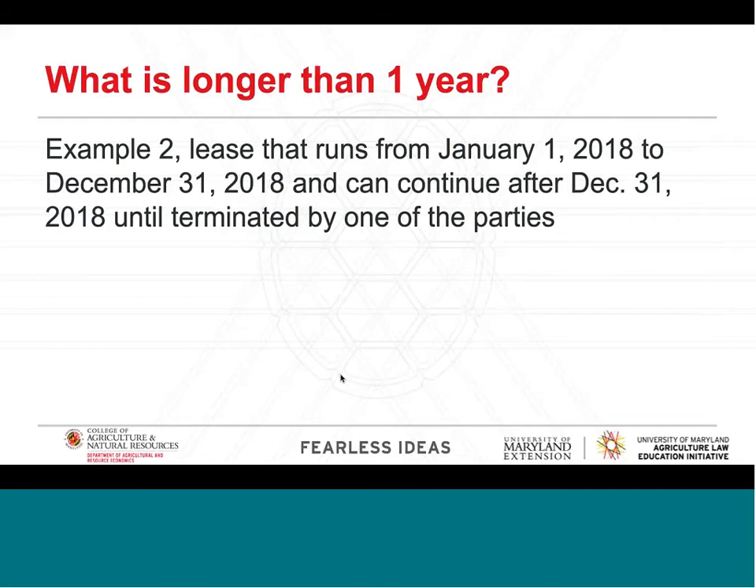My other example is the same lease, but it continues to run after December 31st of this year until terminated by one of the parties. For the most part, this is a standard ag lease. We see them running for 1 year and then continuing until terminated by one of the parties after the original term of the lease. This is considered a 1-year lease because in theory we could end it at the end of December 31st and never continue it. In practice, it never is.